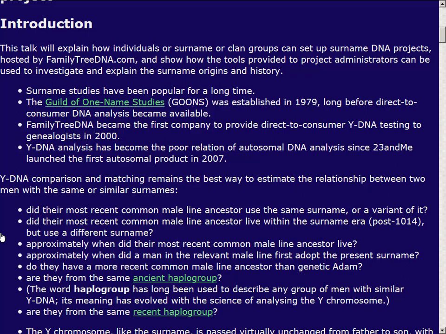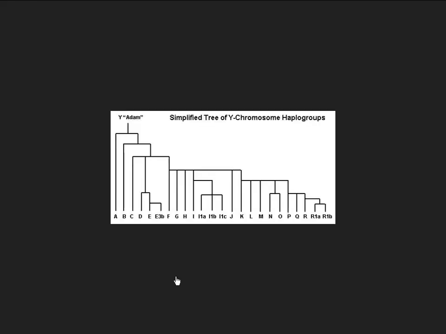We all go back to an unknown man who's been called the genetic Adam. And when Y-DNA was first analysed, somebody came up with this scheme of what are called haplogroups. A haplogroup is just a group of men with a similar Y-chromosome. We all descend from Y-Adam, who lived about 150,000, 200,000 years ago. He wasn't the only man around at the time, but he was the only man around at the time whose male line descendants have survived down to the present day.